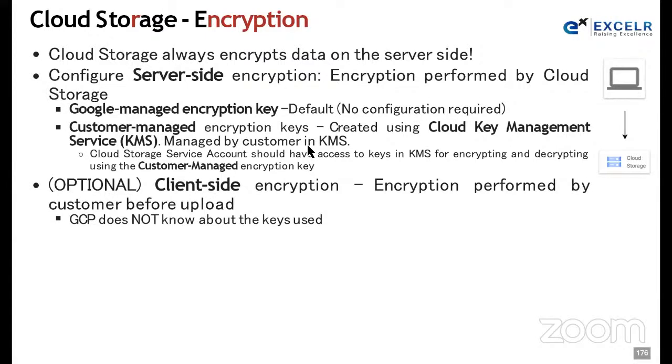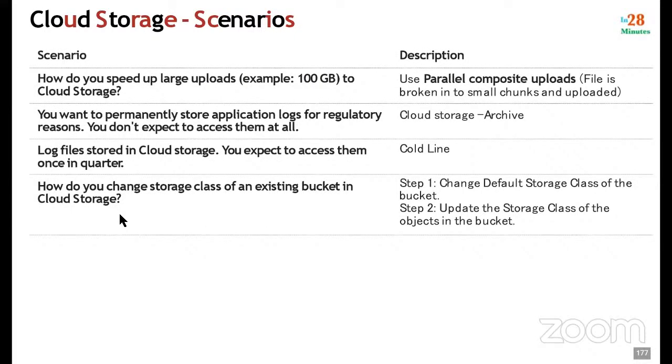Fine. Then we move to the storage scenarios. Okay, a few of the storage scenarios. How do you speed up large uploads? When you have more than 100 GB of data, you can use a parallel composite upload, which will help you speed up the upload.